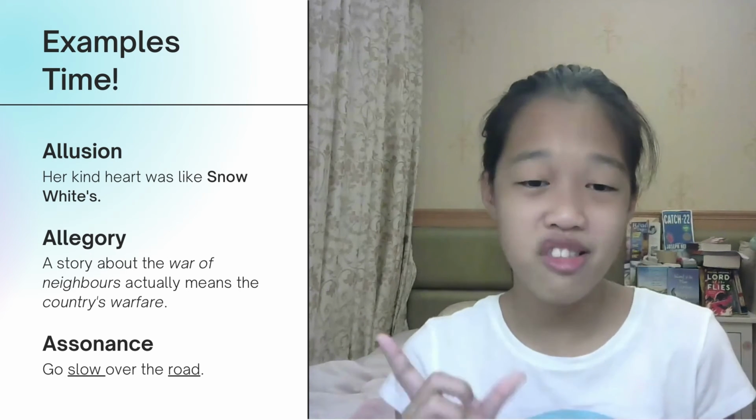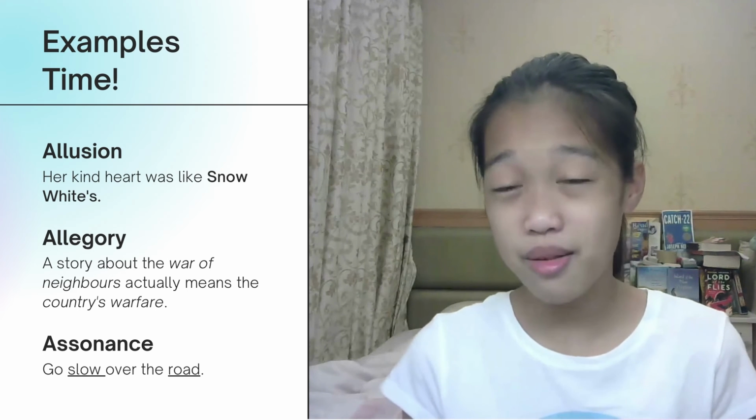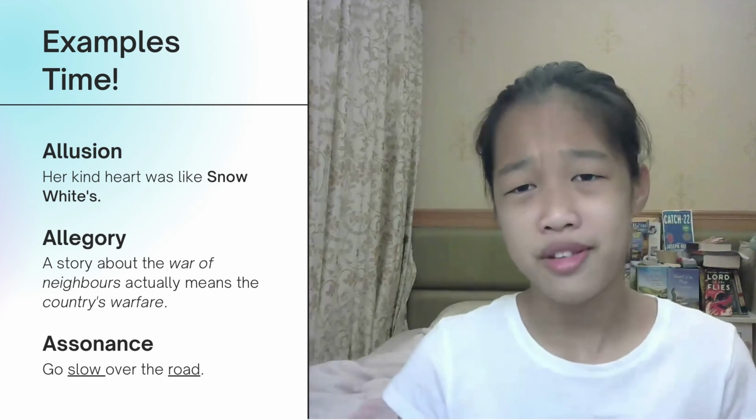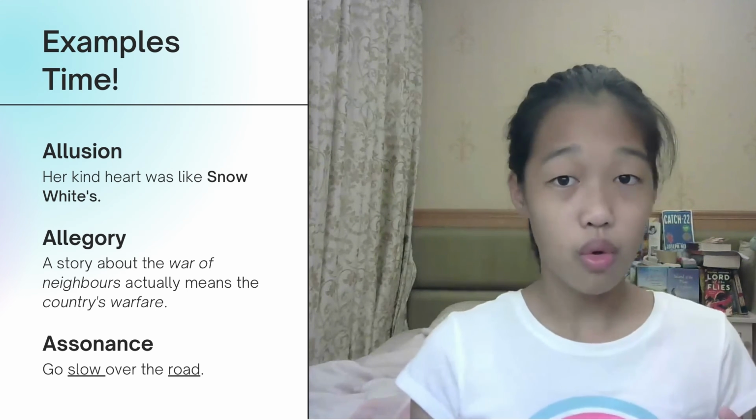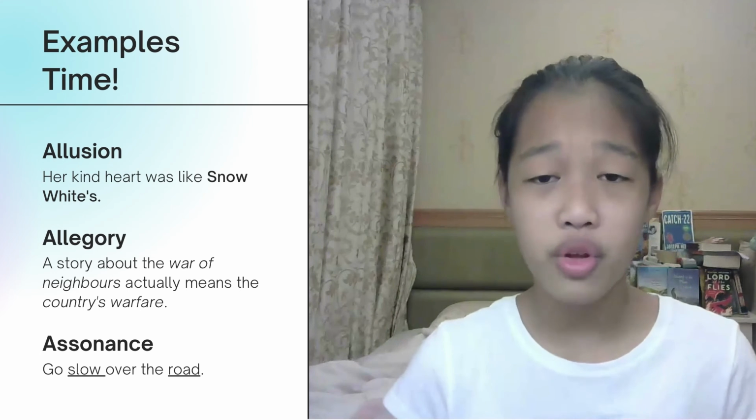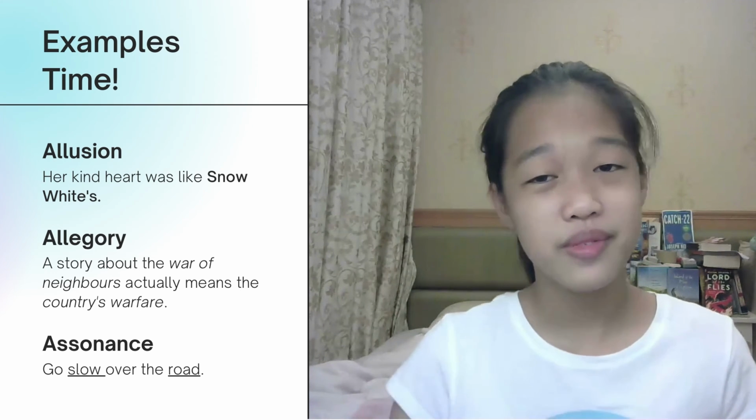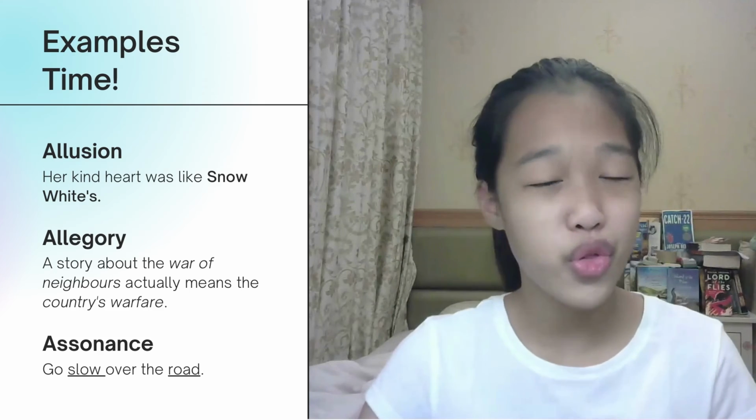Slow and road have a similar vowel, so it sounds similar. You remember what assonance means? Slow road. Go slow over the road provokes a rhyming sound. So those are your 3 examples.